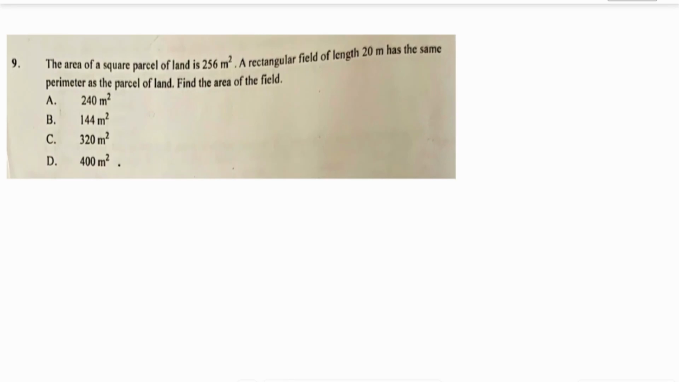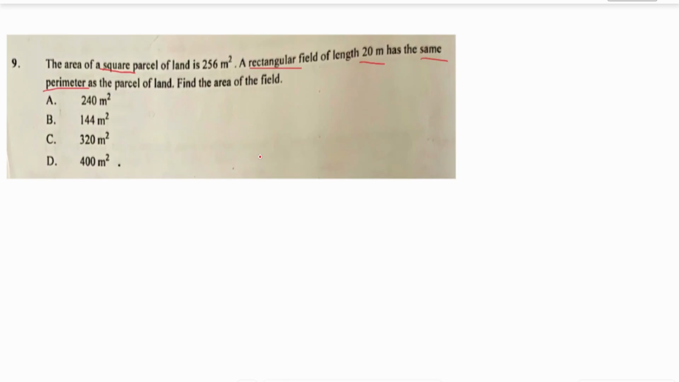Let's understand some key facts from the problem here. And the first thing I would like to pay attention to is that we are talking about a square parcel of land. So that means the shape is a square. And then the second part of it is talking about a rectangle because it's a rectangular field. And the length of that is 20 meters. And another important information is that it has the same perimeter as the parcel of land, which is a square. And we have to find the area of the rectangular field, right?